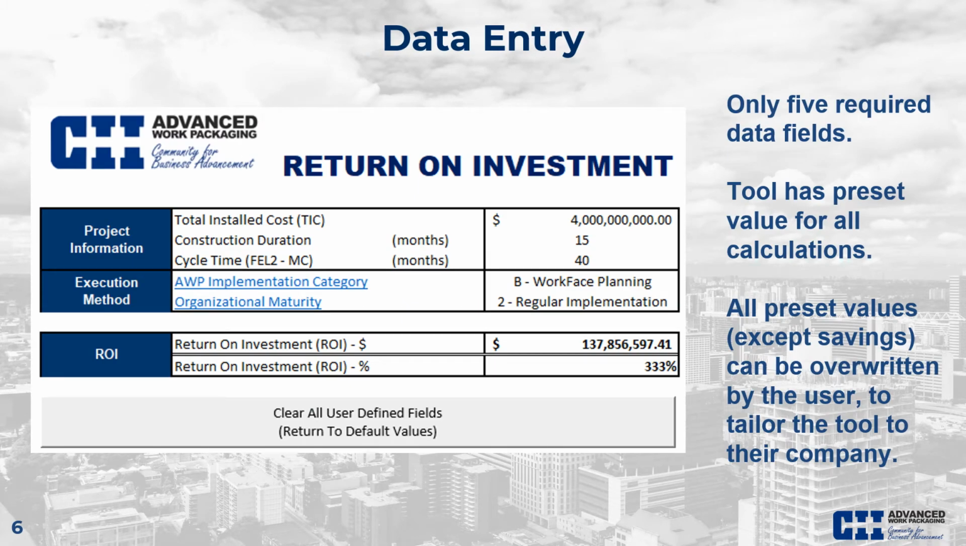Then we come to the key data entry field. One of the most important things we wanted to make sure with this tool was that the data entry could be extremely simplified. So what you see here, the 5 fields we have on the right hand side, that's all you need to enter. If all you tell us is TIC, construction duration, cycle time, and select your AWP implementation category and organizational maturity, you will get an ROI result.